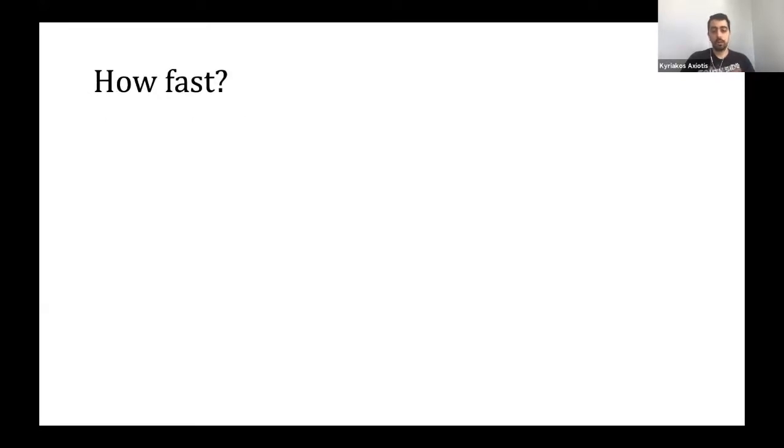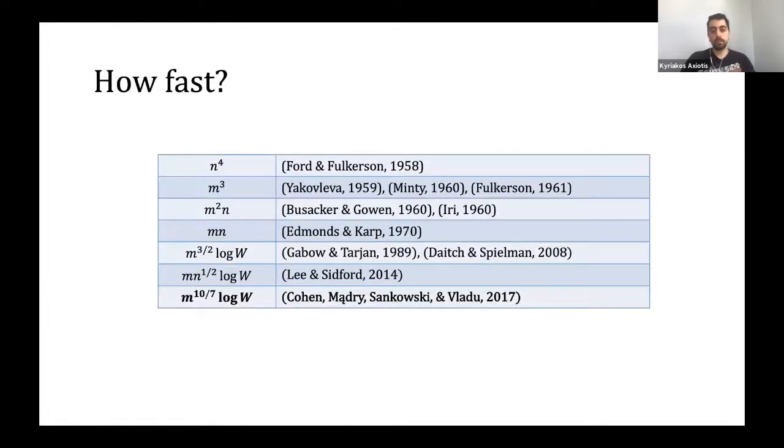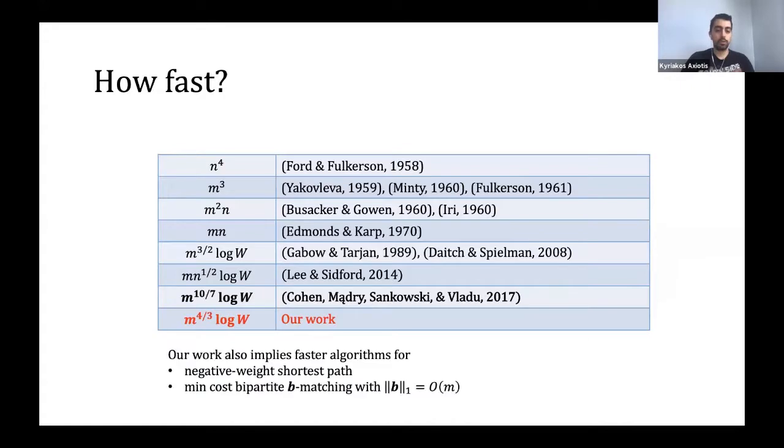So let's see how fast we can solve it. This problem has been studied since the 50s, and there have been a lot of different algorithms and bounds. And currently, the fastest known for sparse graphs is m^(10/7) log W by Cohen, Madry, Sankowski, and Vladu in 2017. And in this work, we improved this bound to m^(4/3) log W. And furthermore, this also implies faster algorithms for related problems like negative weight shortest path and min cost bipartite b-matching, where the L1 norm of b is O(m).